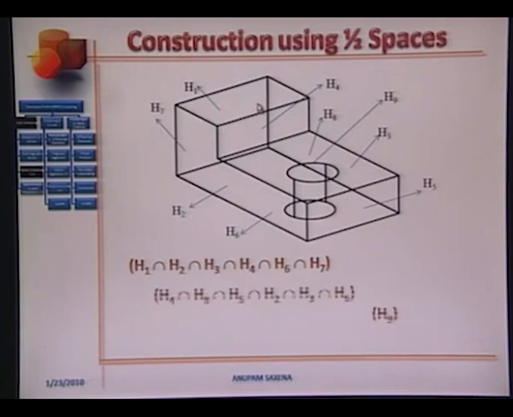Likewise, the second block can be thought of being composed of the intersection between H4, this plane here, H8, which is the top plane here, H5, which is the front plane here, H2, the front side plane, H3, the back side plane, and H6, the base plane. H9, of course, would be the cylindrical surface.